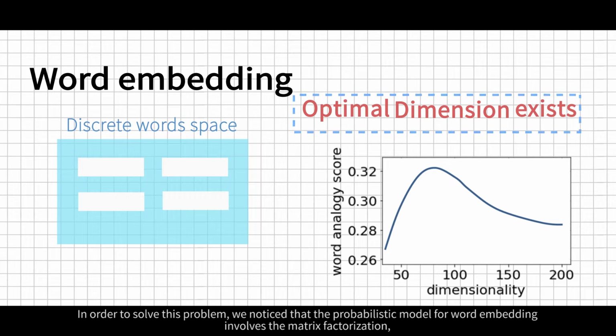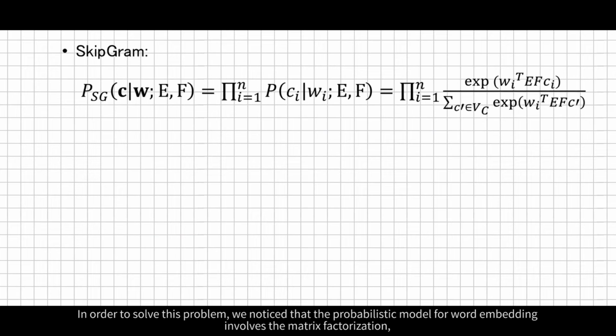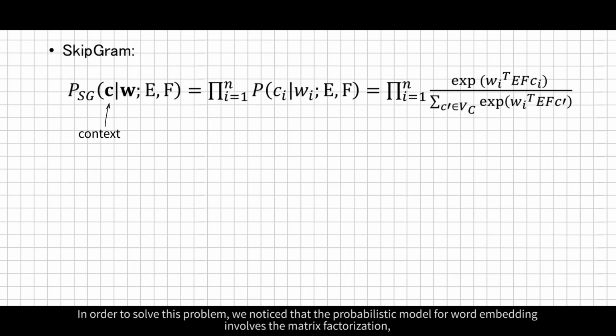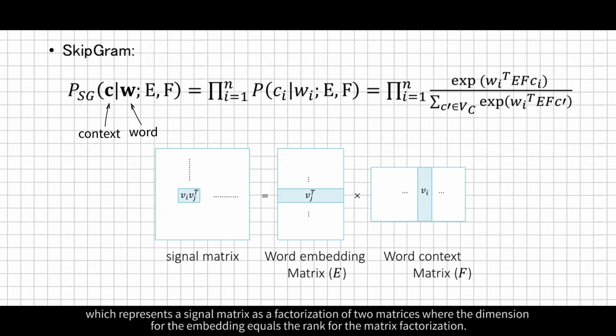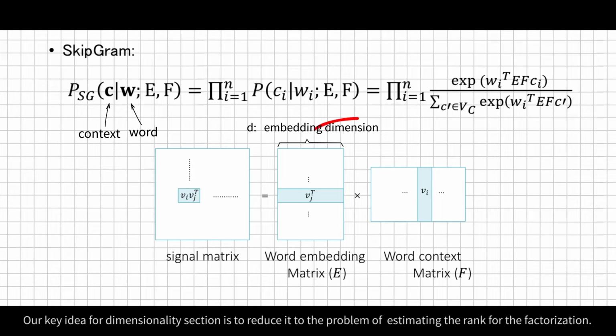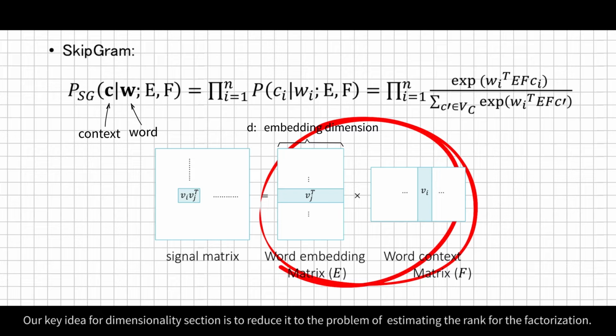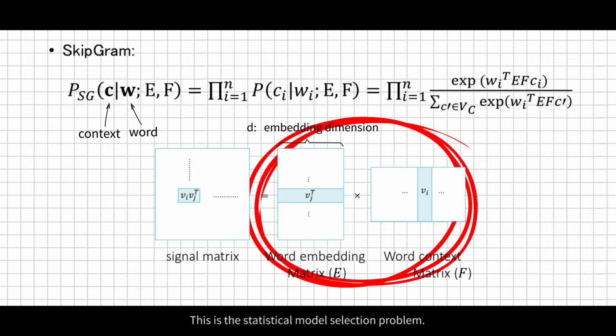In order to solve this problem, we noticed that the probabilistic model for word embedding involves the matrix factorization, which represents a signal matrix as a factorization of two matrices where the dimension for the embedding equals the rank for the matrix factorization. Our key idea for dimensionality selection is to reduce it to the problem of estimating the rank for the factorization. This is the statistical model selection problem.